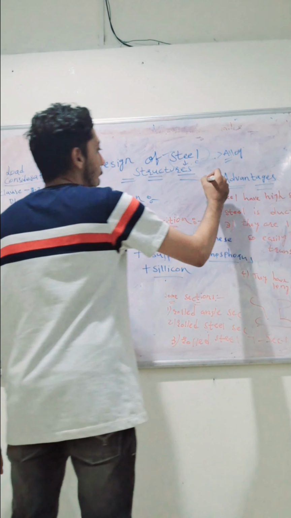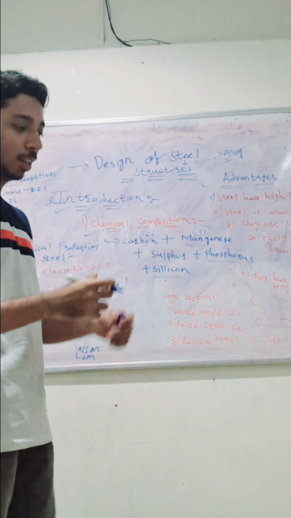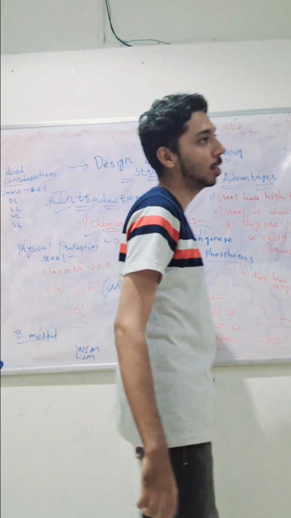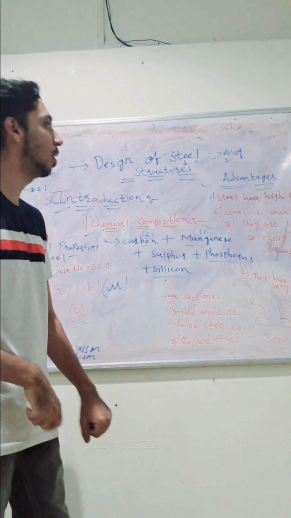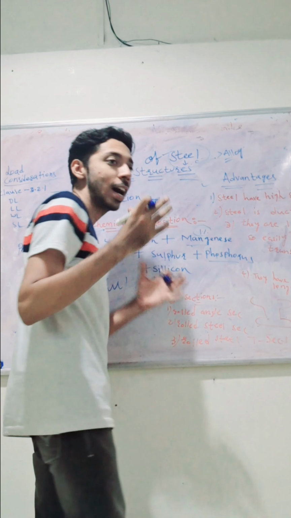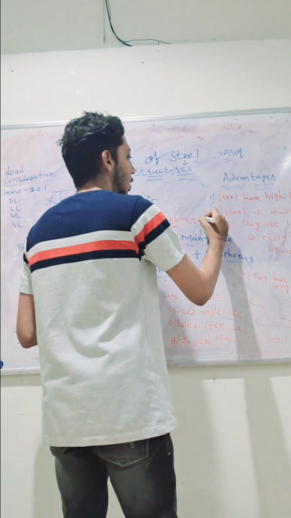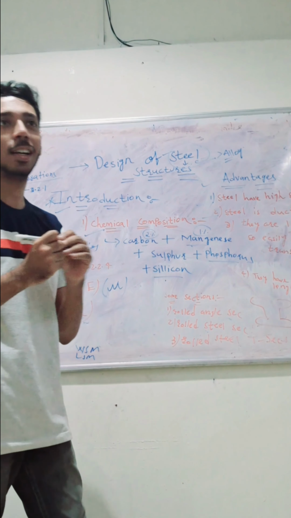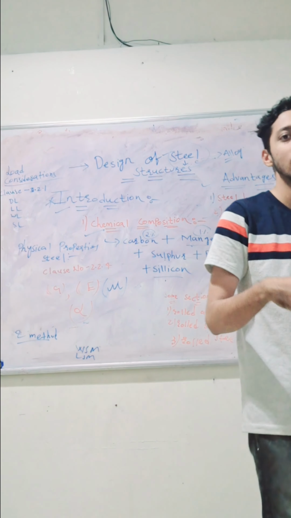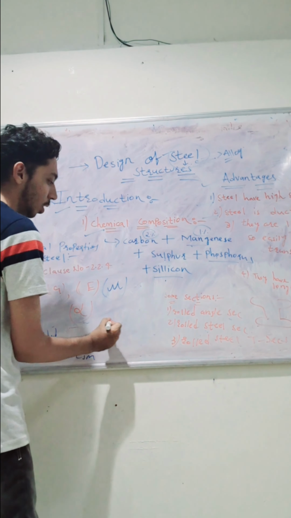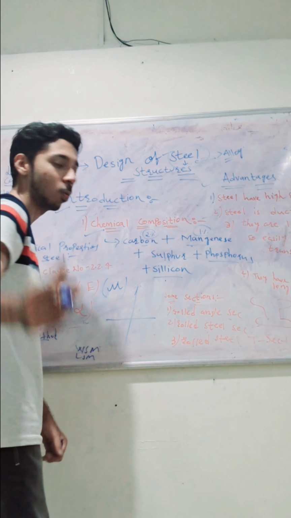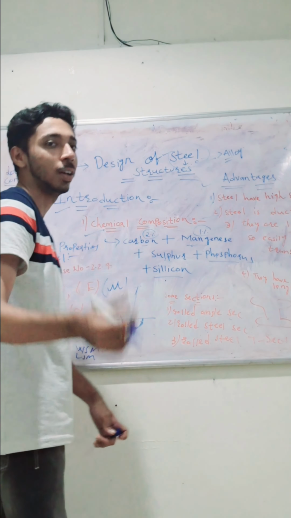Next we see the advantages. The exam may ask for advantages of steel. Then you can say steel has high tensile strength and high strength. Next, steel is ductile. What is ductile? It is a property of being unbreakable, known as ductility. Suppose this is a steel, will it break? No, it will bend. Whereas a brittle material would not bend. That is known as ductile.